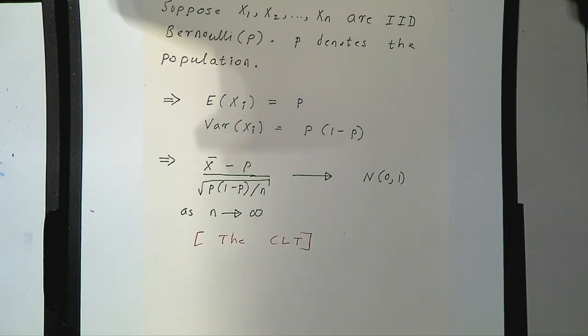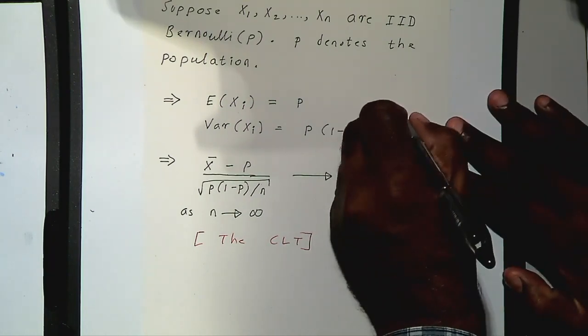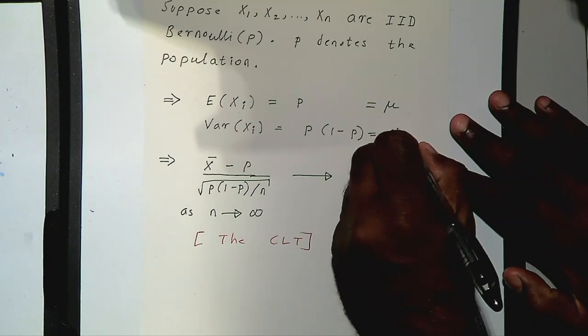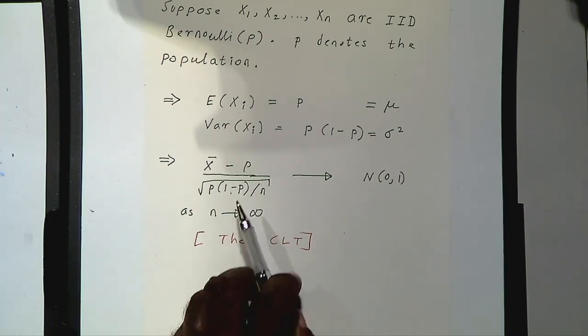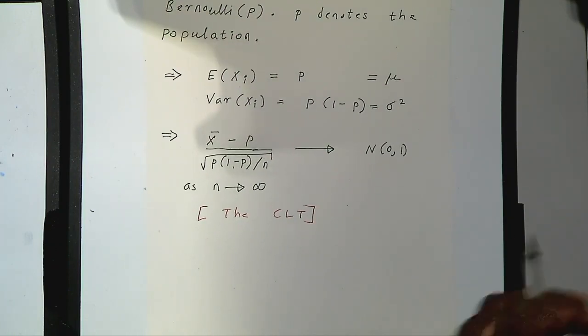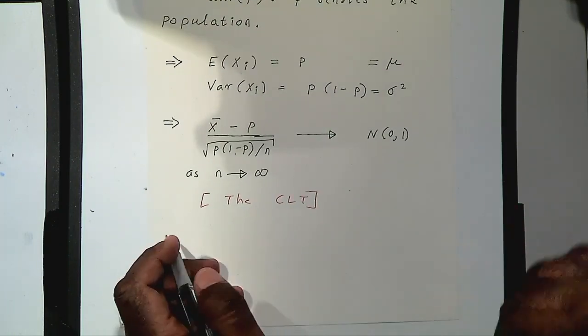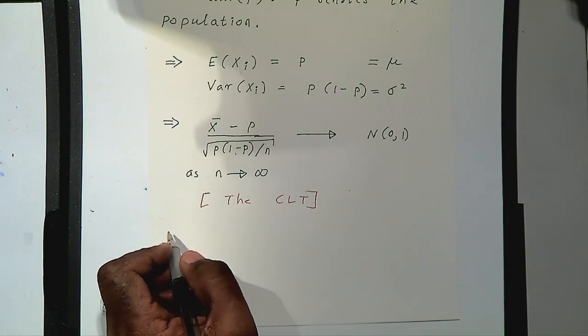Which says, if you look back in the notes, the CLT says x bar minus mu, where mu is the mean, divided by the square root of sigma squared over n, where sigma squared is p times 1 minus p, approaches the standard normal as n approaches infinity, right? So this is your mu, and this is your sigma squared. So you see, I'll replace mu by p and sigma squared by p times 1 minus p, right? So what I'm going to say is the following.